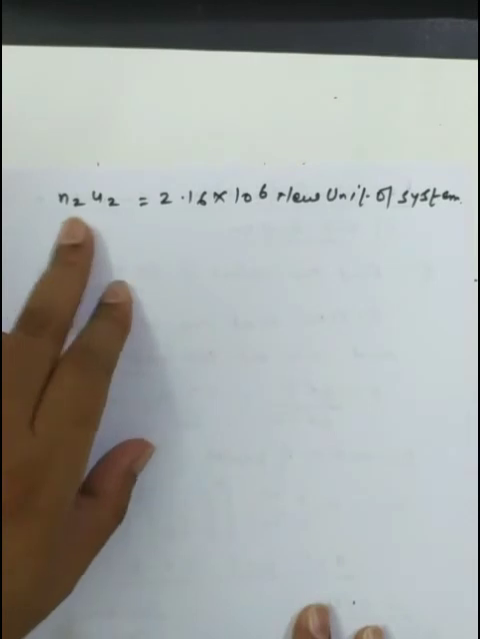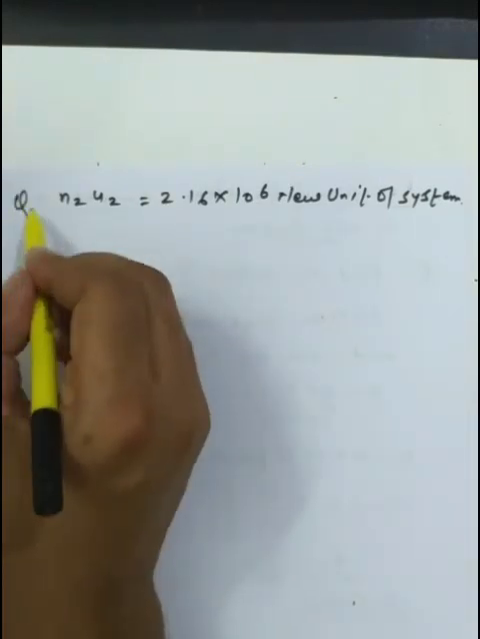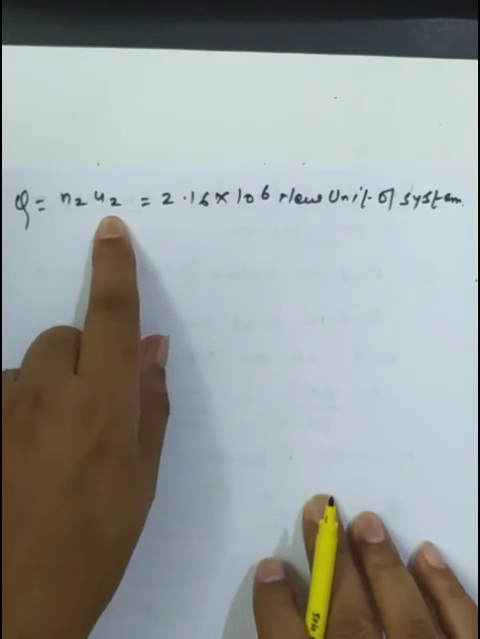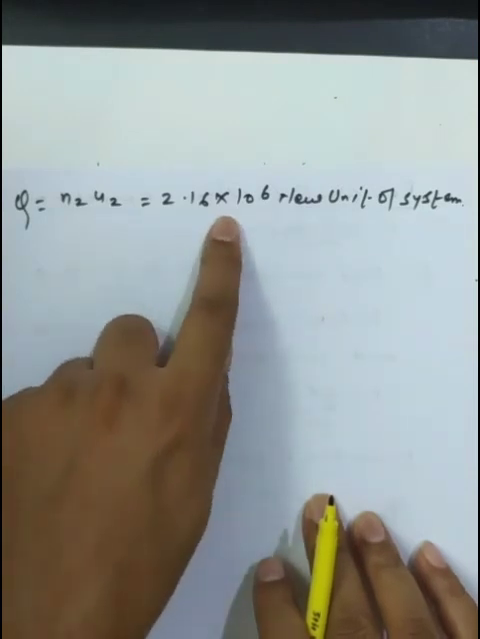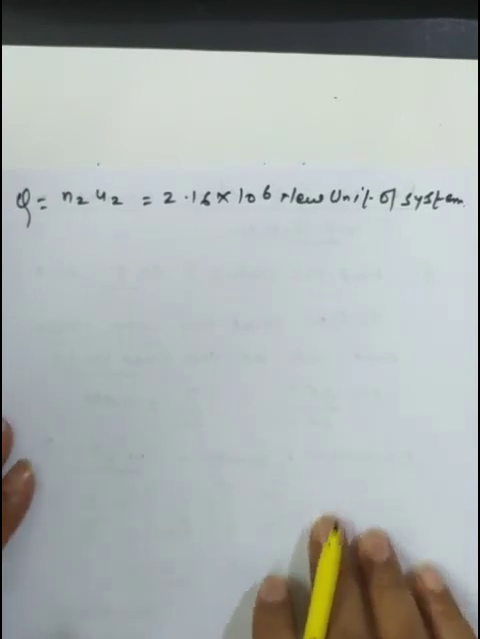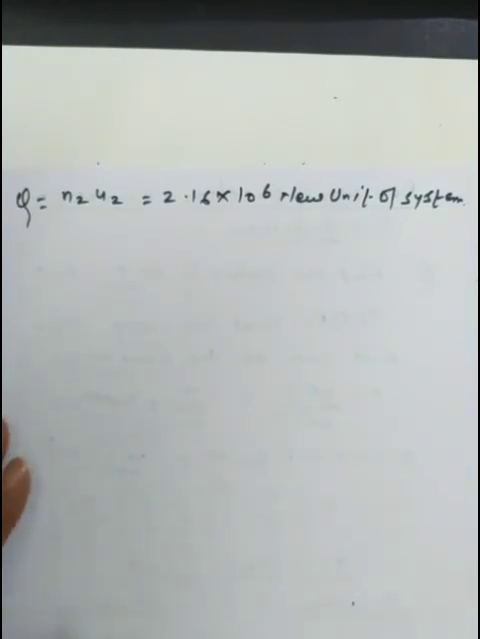So we are writing N2 U2, that is the numerical value of the physical quantity along with the system of unit, 2.16 into 10 to power 6 new unit of system. So this is the representation of this kind of problem.